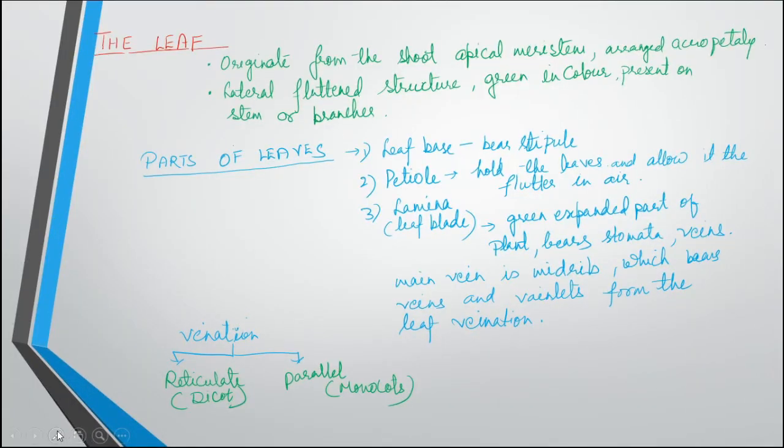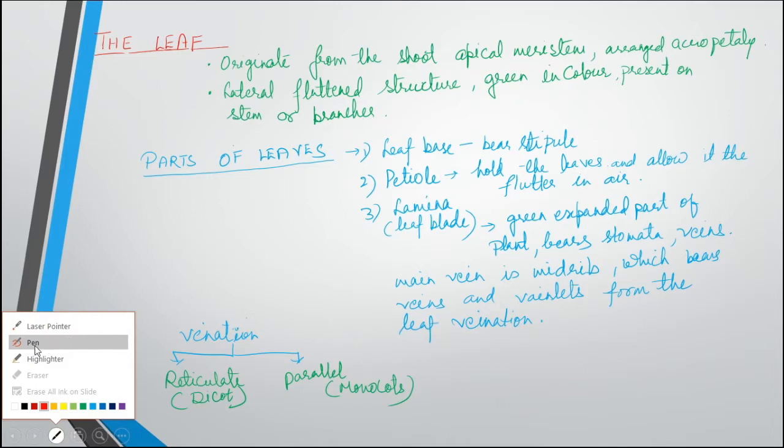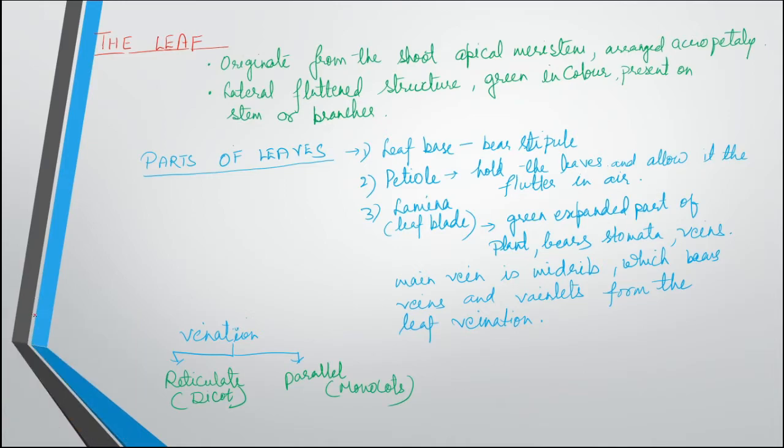Leaves are another very important part of the plant, which originate on the branches, the stem. They originate from the shoot apical meristem and are arranged acropetally. Now these are lateral structures, flattened, green in color and present on stem as well as branches.